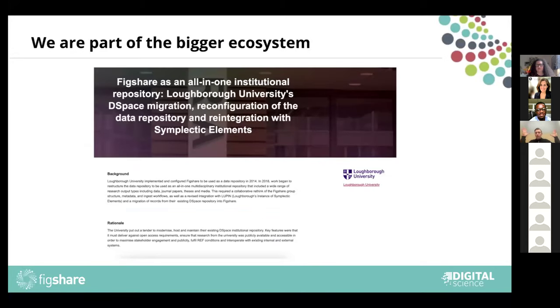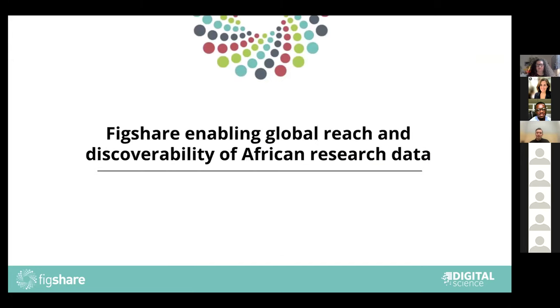So we are part of a bigger ecosystem. We do plug into lots of different machines and types of things within your institution. If you have five different systems, we have APIs, we can plug into them. But my colleague Maria is now going to talk about some of this from the African setting. Over to you, Maria.